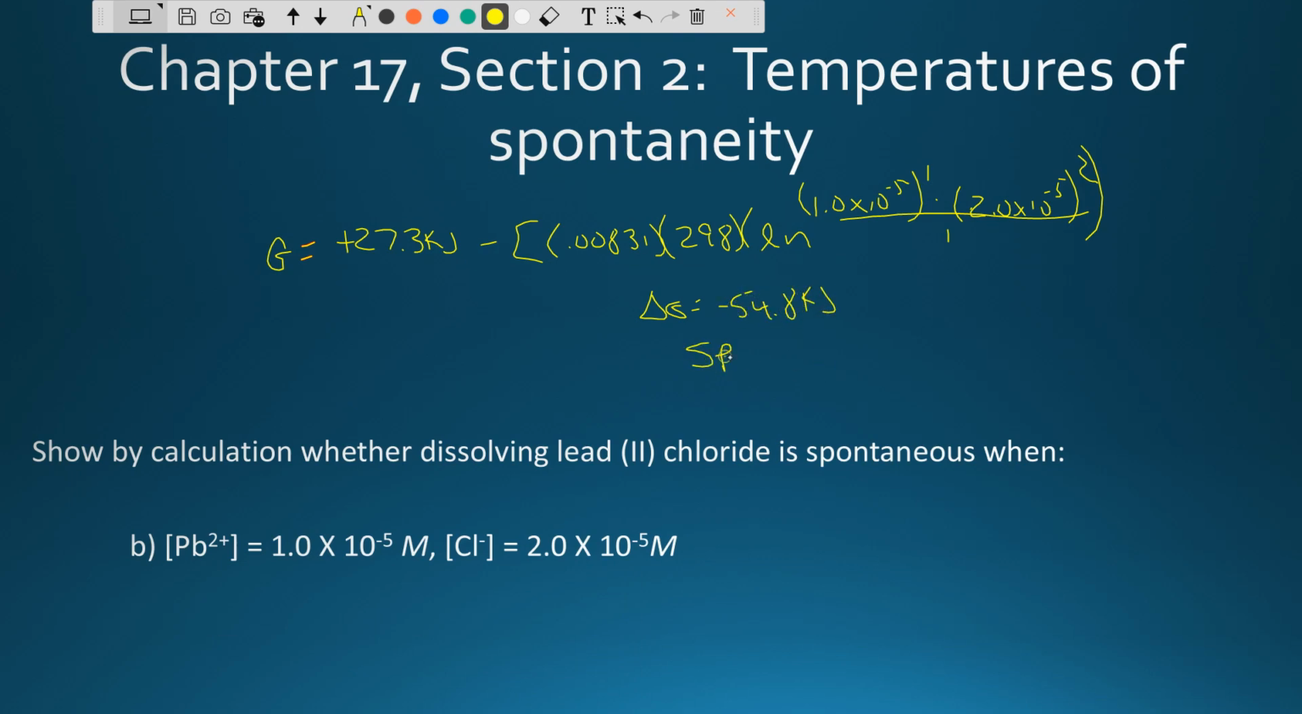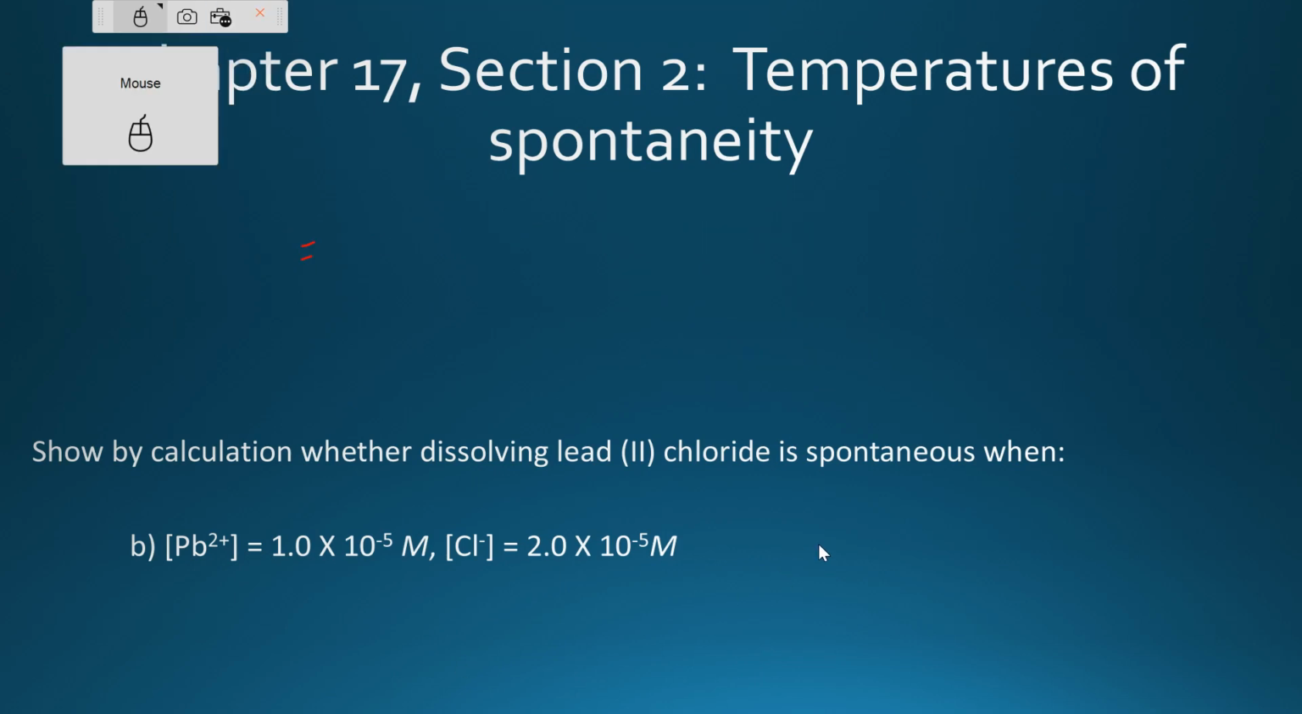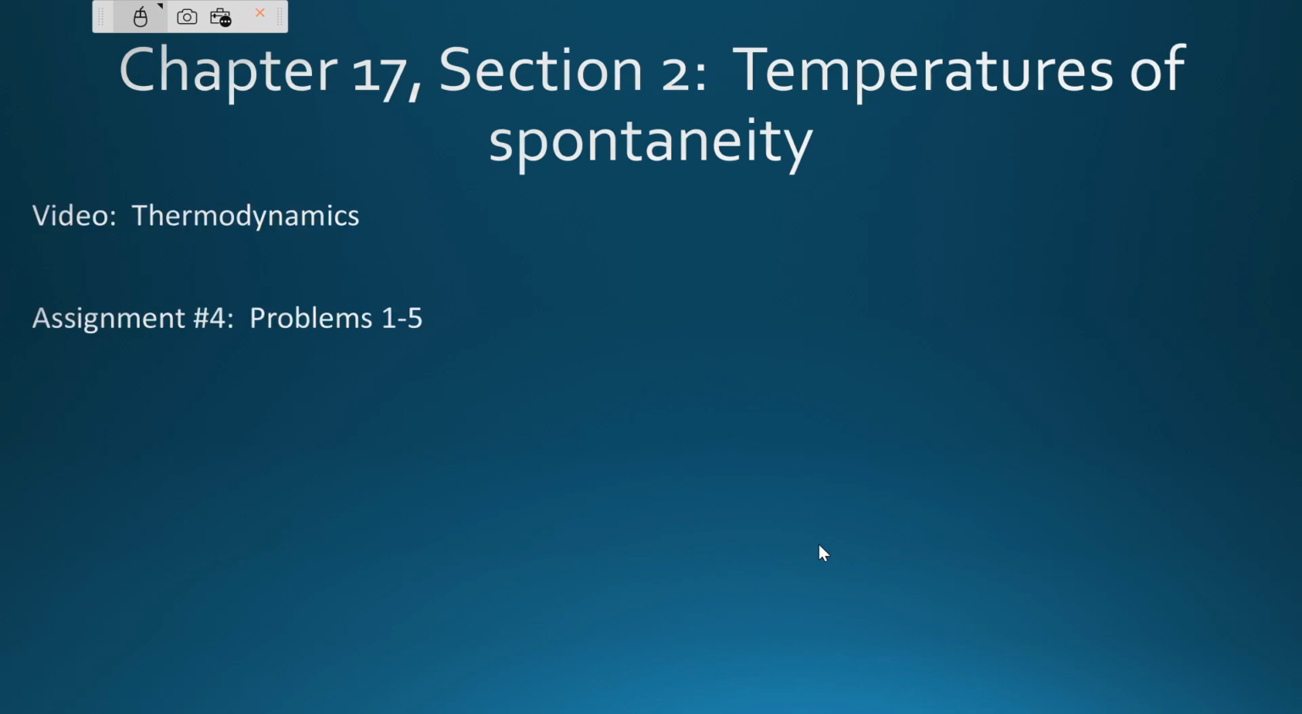All of a sudden, that's spontaneous because my delta G ends up being a negative value. Okay, all of a sudden it did become soluble. All right, so just plugging in the values, I don't think you're going to find many problems with that. Just keep track of your equation and those.